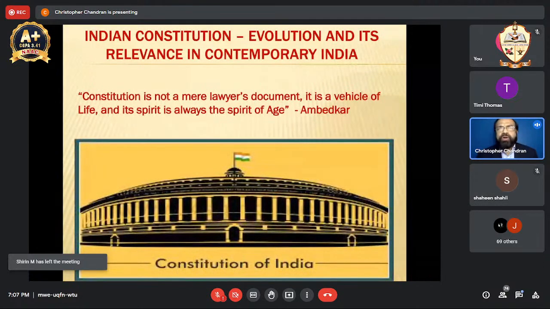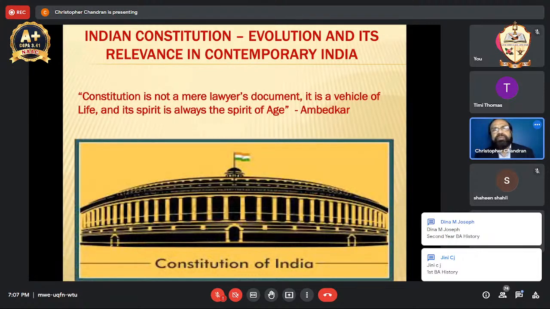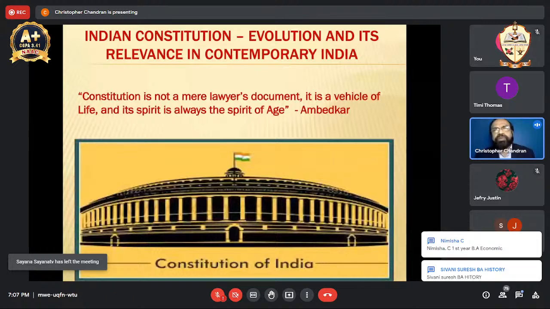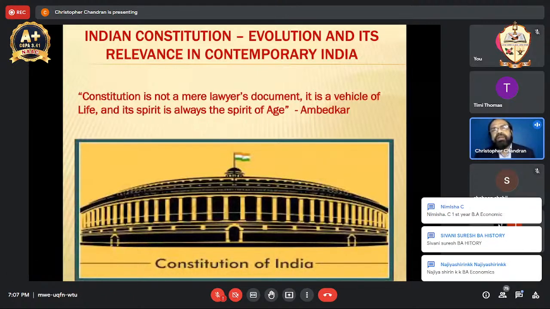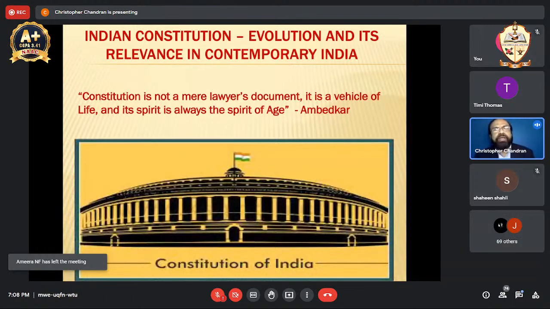As you all know, the title very clearly says evolution. So I'm going to concentrate about 5 to 7 minutes on evolution, how the Constitution came into existence. Later I will speak about the things that have happened and how relevant it is in contemporary India. And later, another 7 or 8 minutes, we will try to conclude. And then I can move into questions.